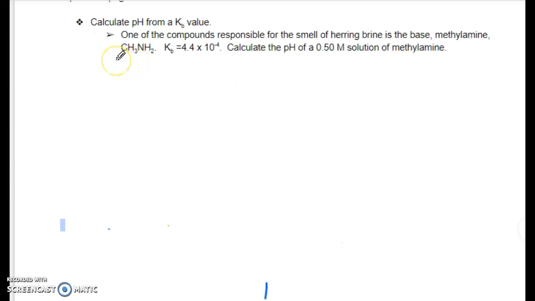This time we're going to calculate pH from our Kb values. Remember, this is a dissociation constant for a base. So our base is methylamine, and this is going to be one of your Bronsted-Lowry bases. So it is going to accept a hydrogen, so it doesn't look like your normal base. I'm going to pause this to write this.